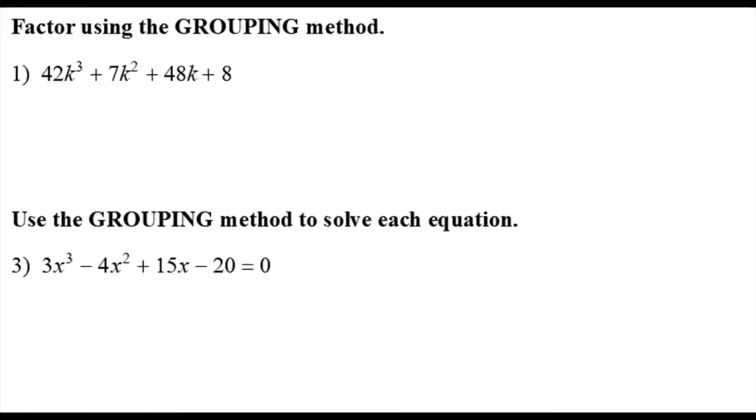Factor using the grouping method. You look at this one and you might think it's a GCF, but all four terms don't have a common factor. You can't divide them all by a K, you can't divide them all by a 7. So we're going to do the grouping method.